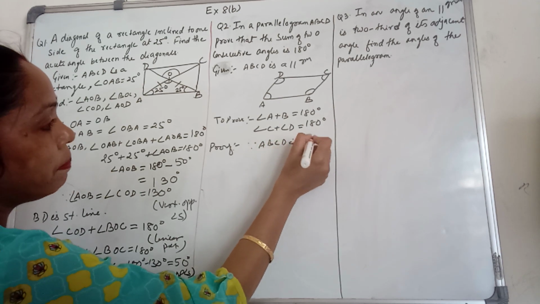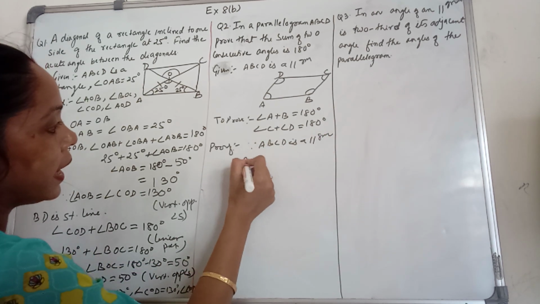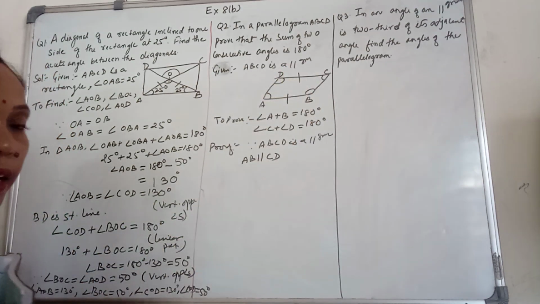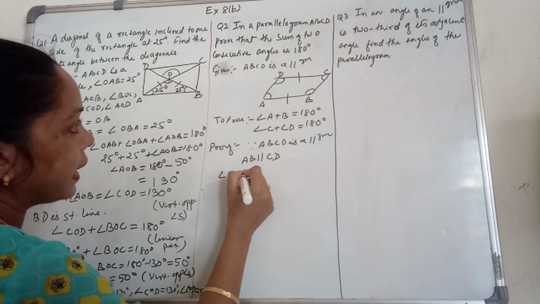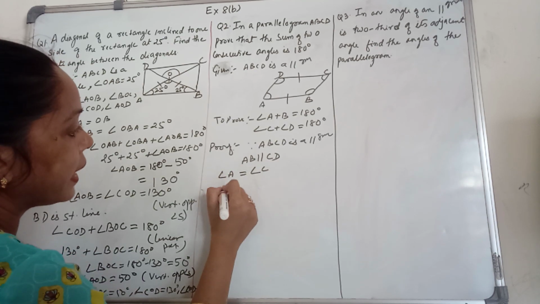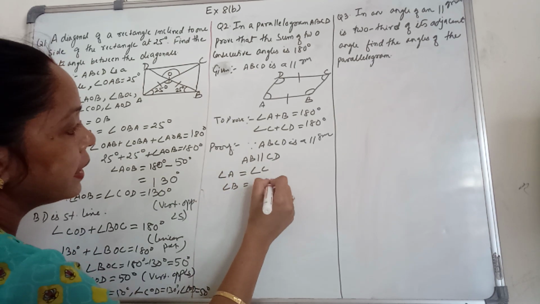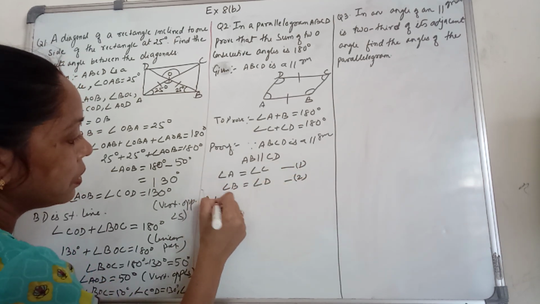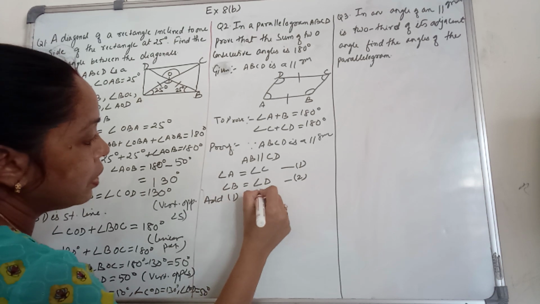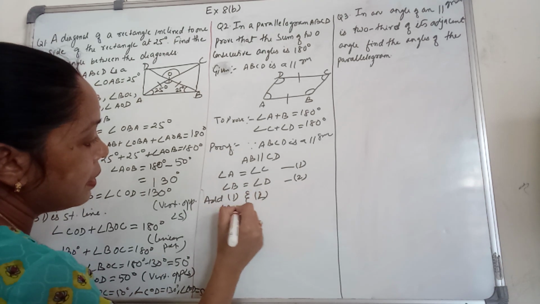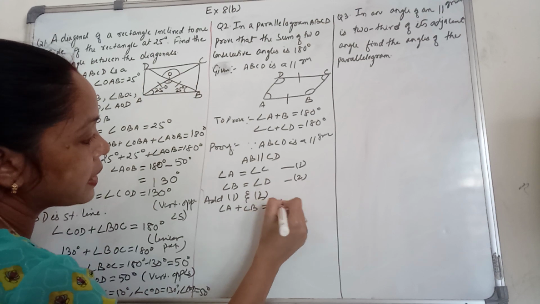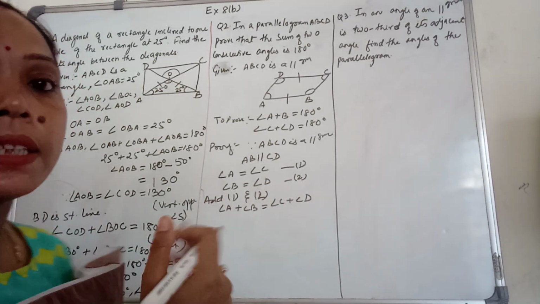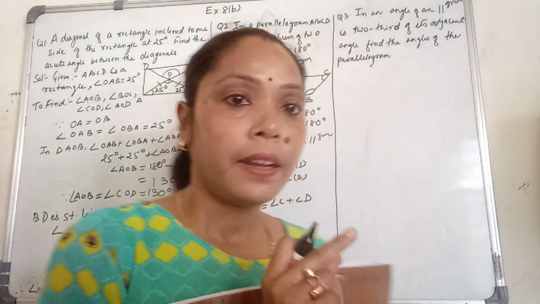ABCD is a parallelogram, it means AB is parallel to CD. If AB is parallel to CD, we can write angle A is equal to angle C and angle B is equal to angle D. This is number 1, this is number 2. So add 1 and 2: angle A plus angle B is equal to angle C plus angle D. It means angle A plus B is equal to angle C plus angle D.